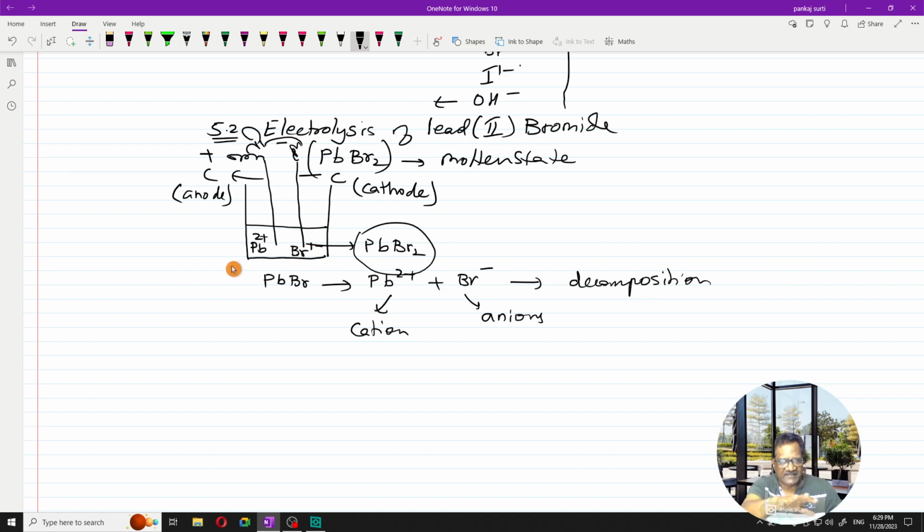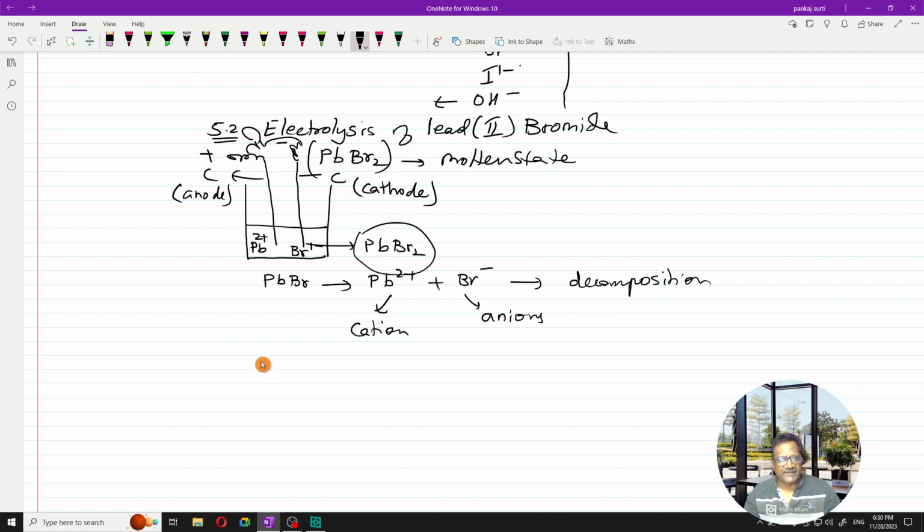You have many lead ions and many bromine ions; I have just written 2 of them. Now, this particular thing is connected to a battery. The cathode and anode, the 2 electrodes, are connected to the battery. So the current is passing. When the current is passing, the decomposition takes place, and after decomposition, these two ions are formed.